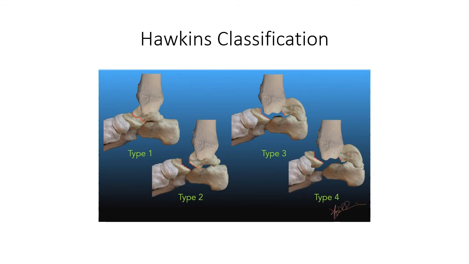Type 3 is a subtalar and tibiotalar dislocation. Type 4 is a subtalar, tibiotalar, and talonavicular fracture dislocation.